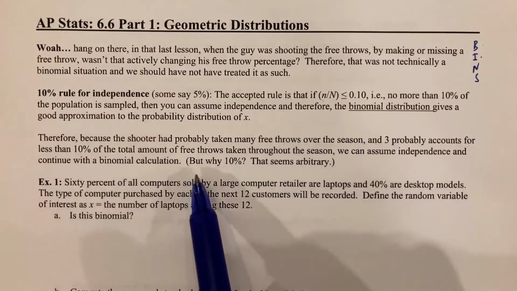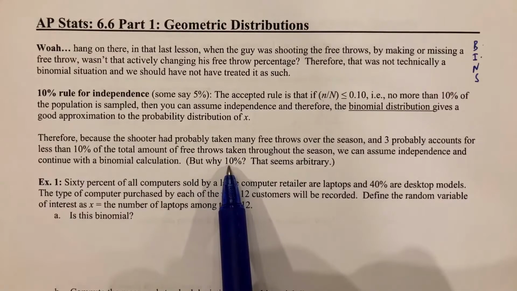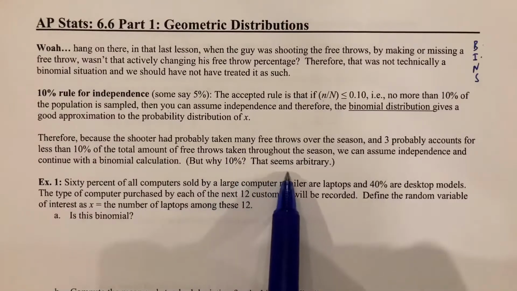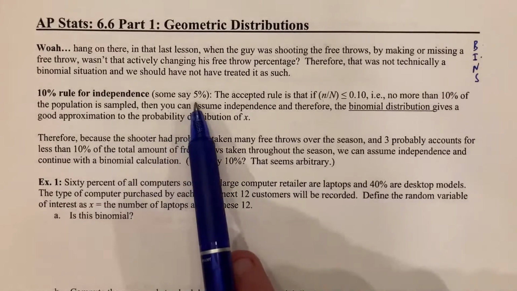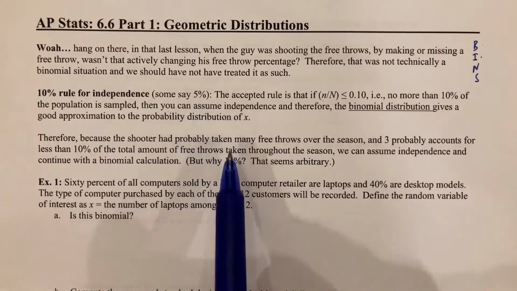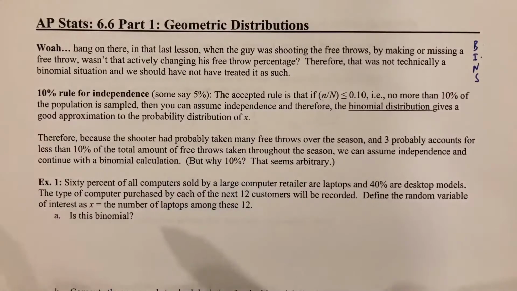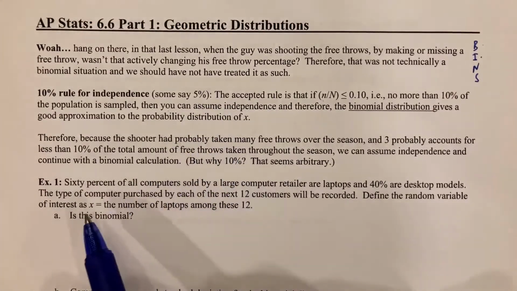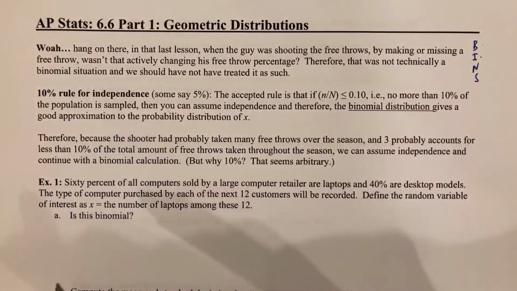And then the big question is, why 10%? Why is 10% the cutoff for assuming independence? Because that seems arbitrary, and it is arbitrary. Some statisticians do 5%. AP Stats does 10%. Some probably do less than 5%. So anyway, that's the 10% rule for independence. If the sample is less than 10% of the population, go ahead and assume independence, and you can continue with binomial distribution.